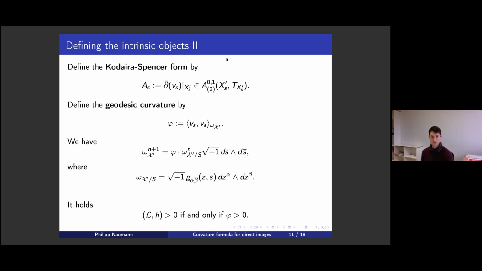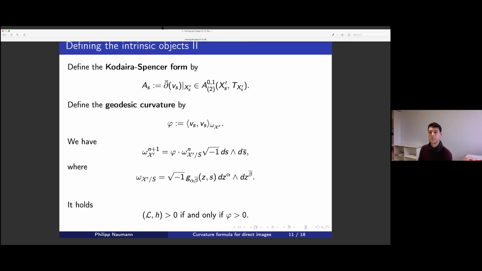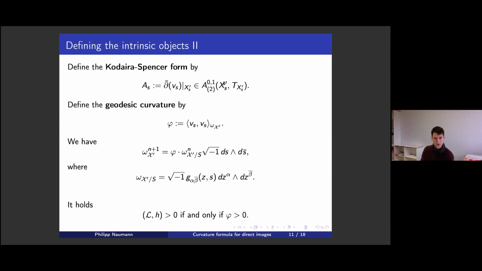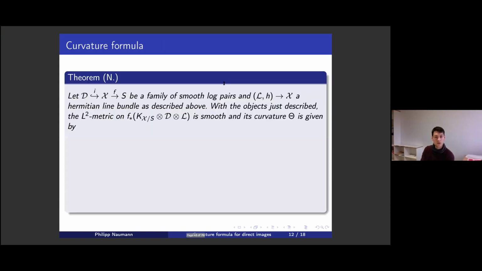So phi is really measuring now. The positivity of L is really condensed now in this function phi, because of my assumption that it's already positive along the fibers. And now this allows me to formulate the main result, the curvature formula.